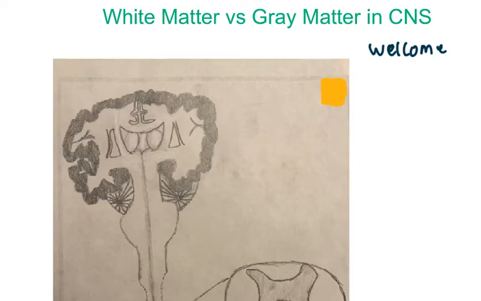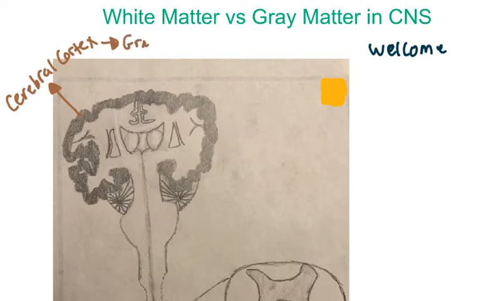Alright, so if we look at the brain, it's not a 3D view of the brain, but I'll try to draw the cerebral cortex on the outside because that's where the cerebral cortex is, and it's actually classified as gray matter. So let's go ahead and label this as the cerebral cortex, and it's classified as being gray matter.